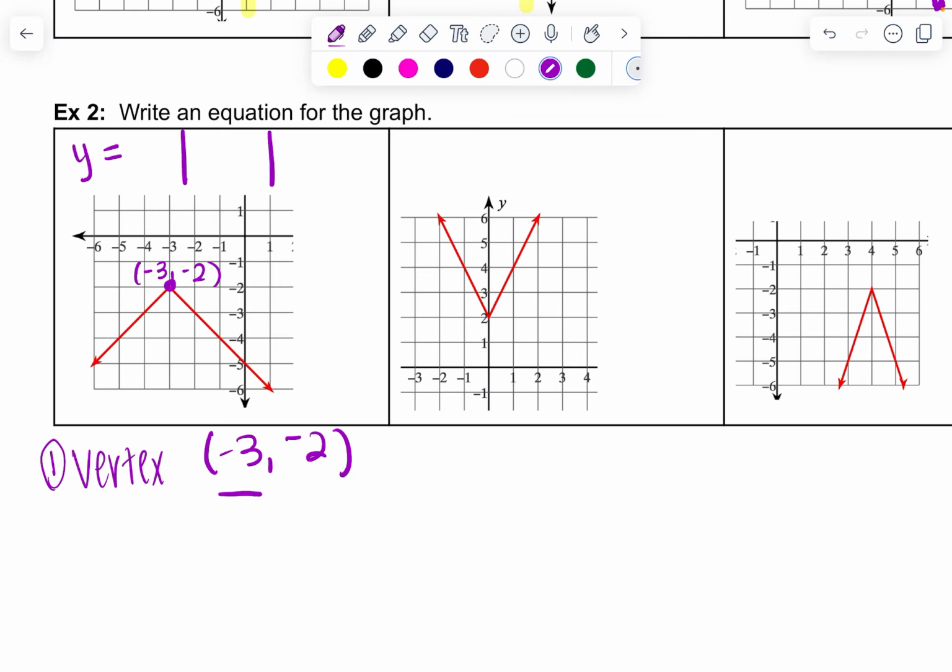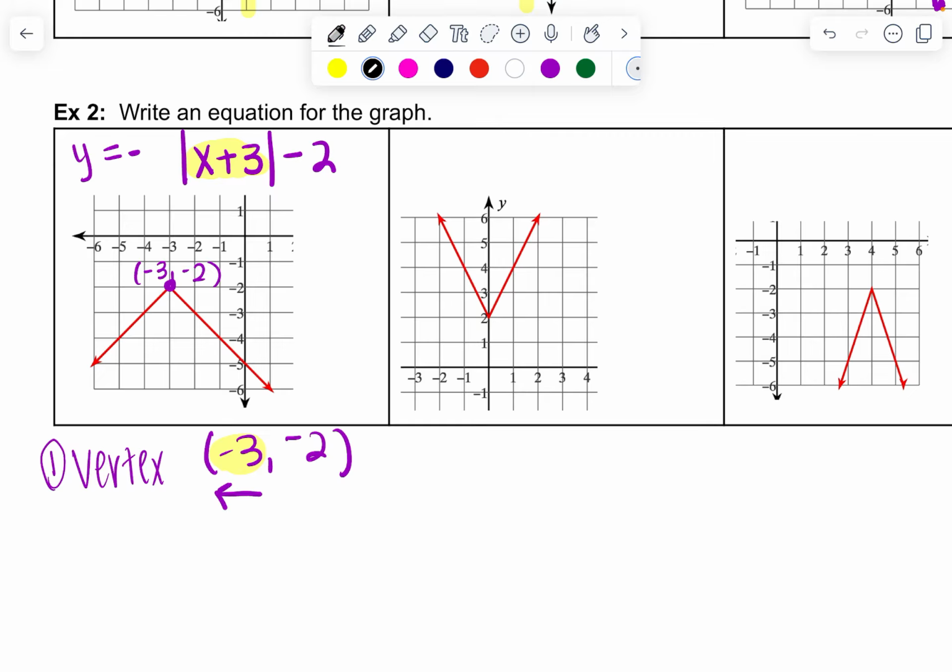Since it's moving to the left, we know that if it moves to the left, that means we're actually adding in the parentheses. So x plus 3. Again, moving left means we're going to be adding in our original equation, down 2. This graph is upside down, so I know it's going to be a negative in front, but let's count how far it is between.